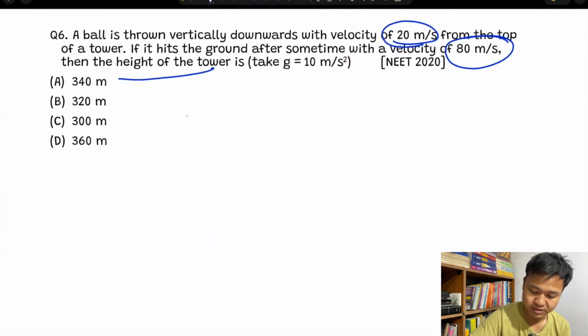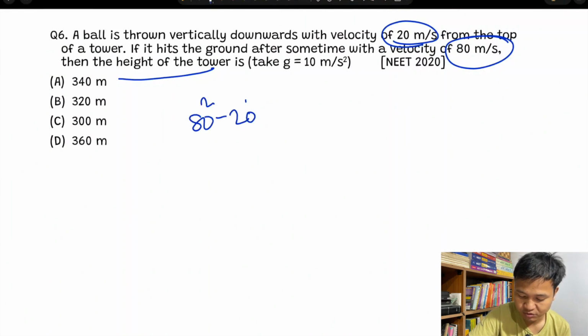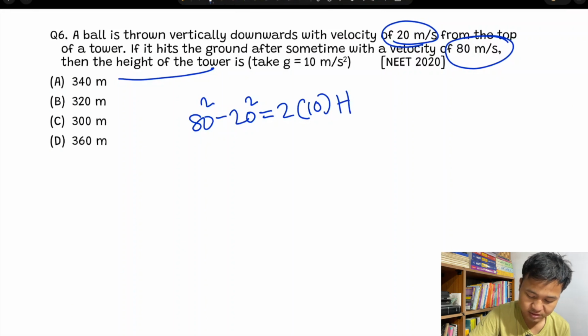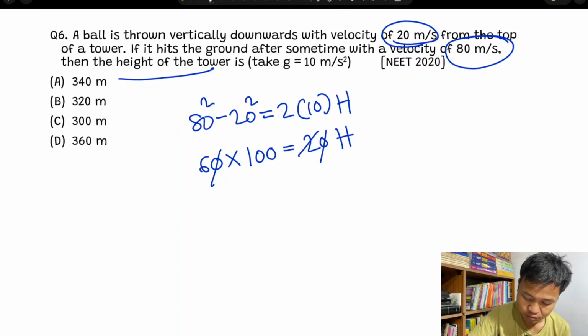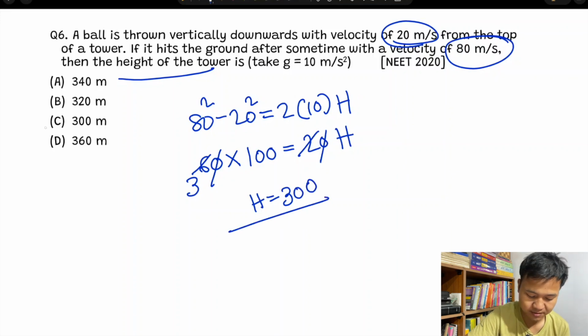I think you can do this one. So what is the answer? 80 square minus 20 square equals 2 into 10 into h. How much is this? 80 minus 20 is 60, 80 plus 20 is 100. So this is 20 into h. 2, 3 are 6. So h is how much? 300. So 300 is your answer.